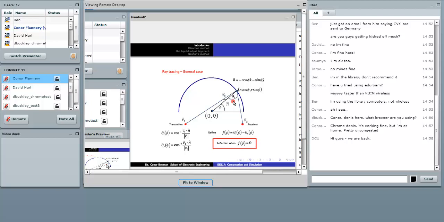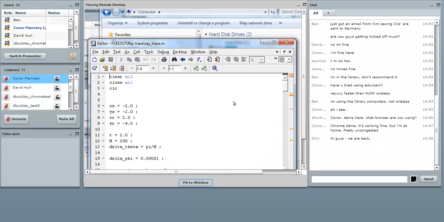So we're going to use MATLAB to do this. And I've written the code. I'm just going to explain the code.